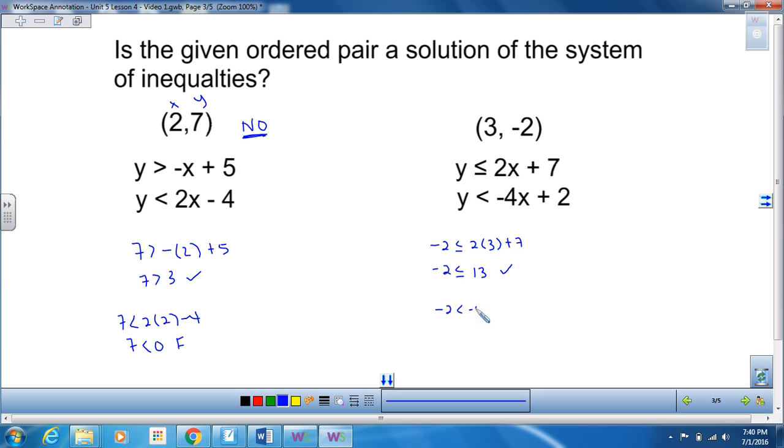Okay. 4 times 3 plus 2, less than or equal to. And that is negative 10. So, is negative 2 less than or equal to negative 10? No, that is false. So again, my answer is no.